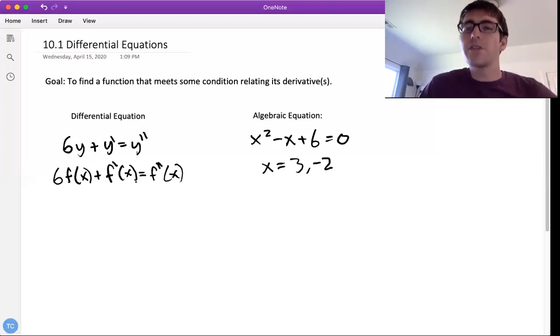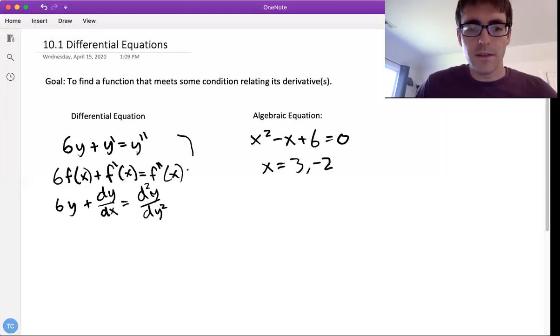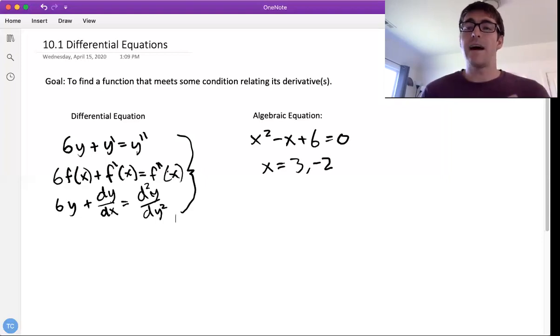And just for completion's sake, we can also write this equation using what's called the Leibniz derivative notation, which you're maybe more familiar with as the dy over dx derivative format. So 6y plus dy/dx equals d squared y over dx squared. Okay, anyway, all 3 of these things are different ways of writing down the same idea.